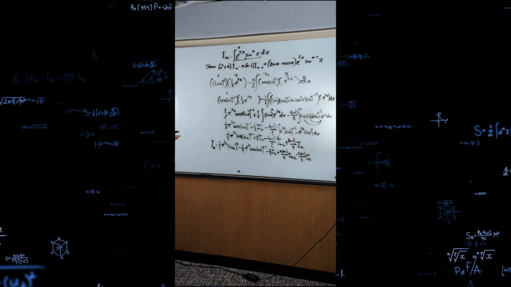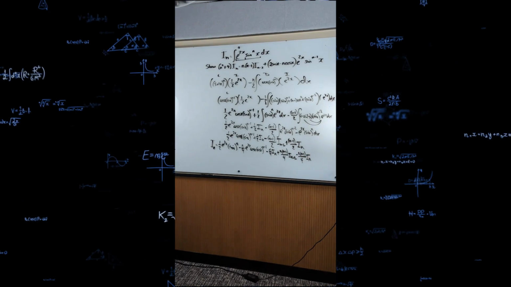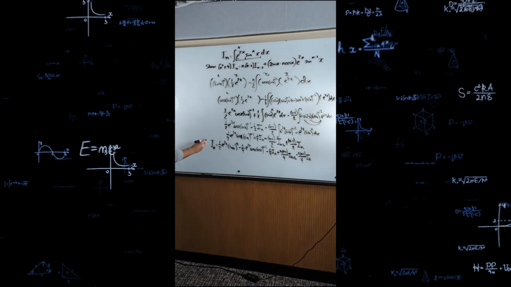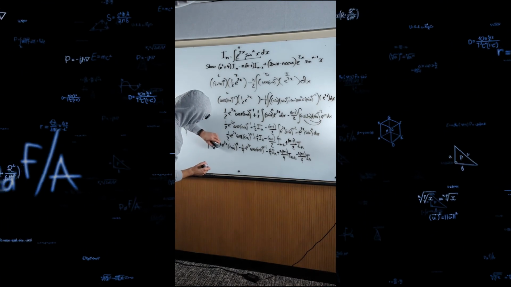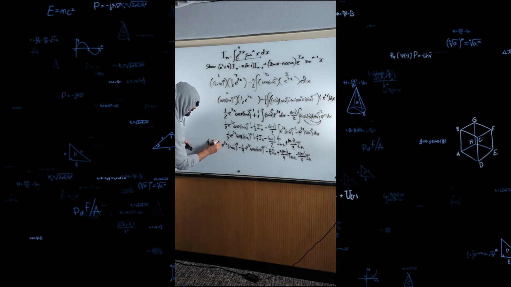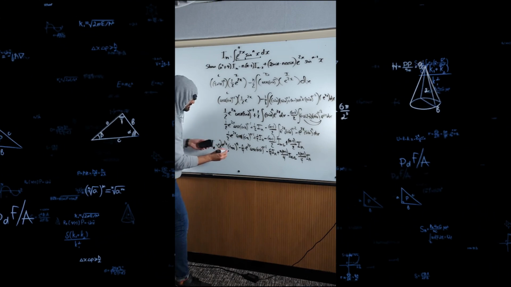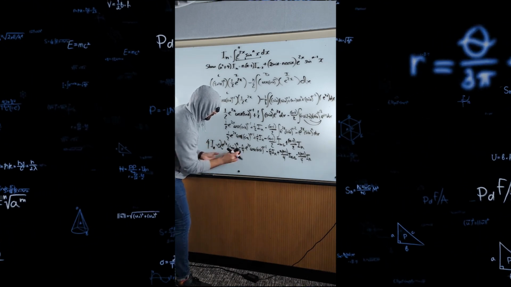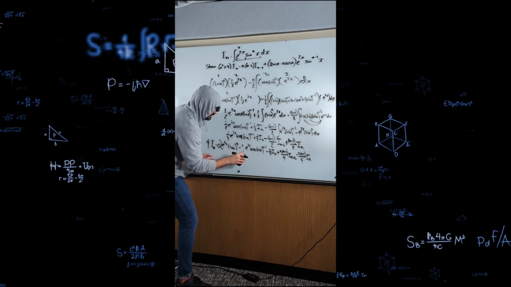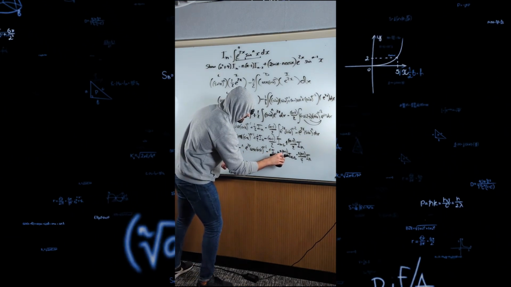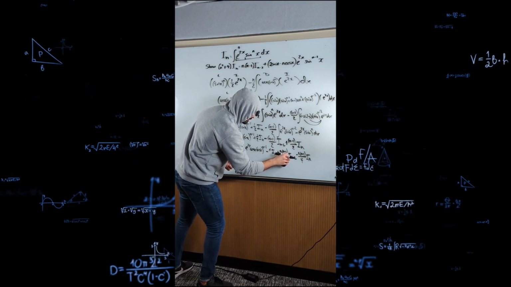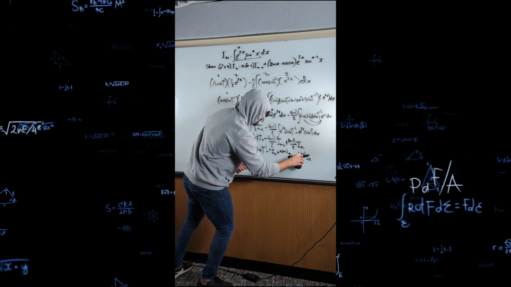I'm timesing through now by 4, right? If I times everything by 4, that was a half, right? Yeah. Times everything by 4.